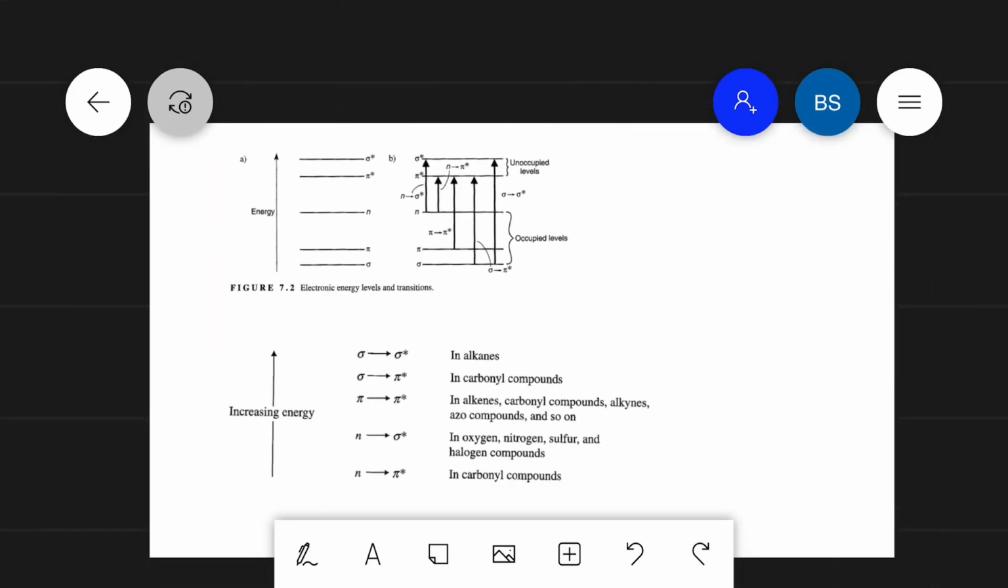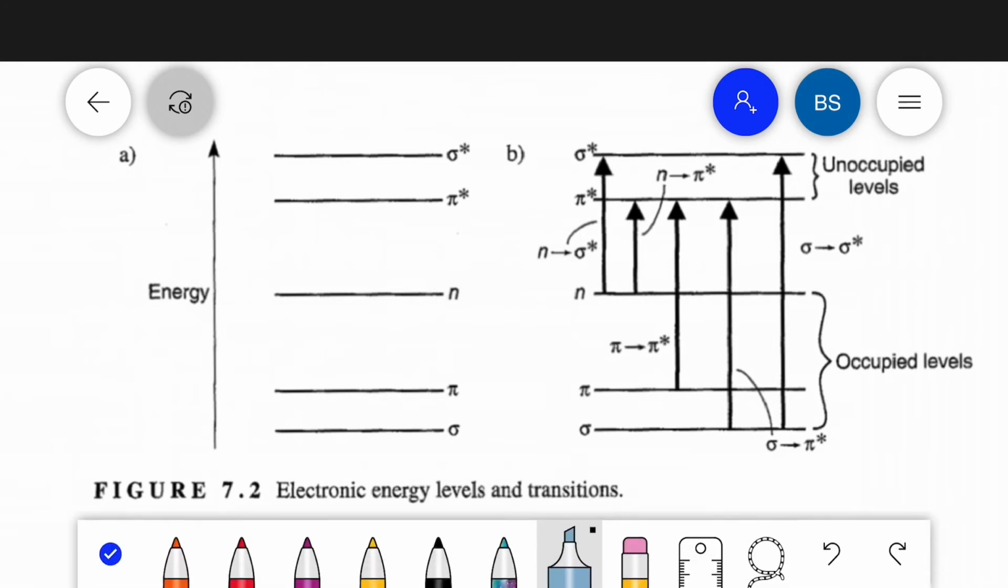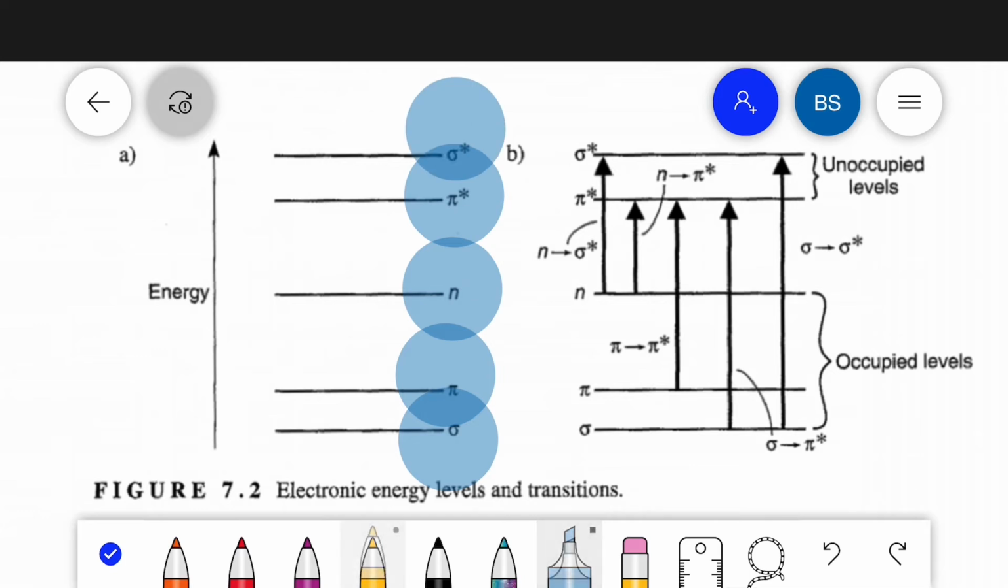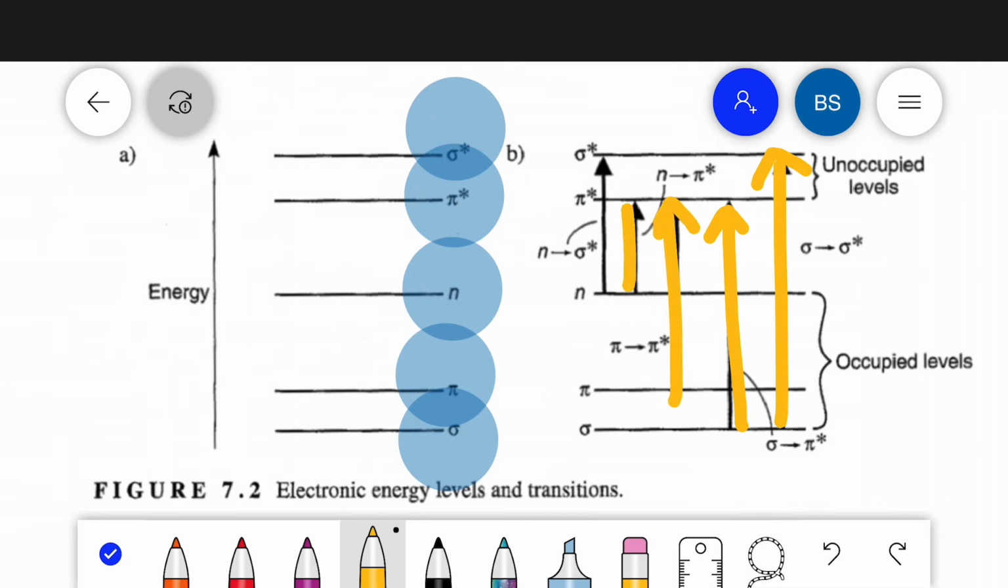There are various molecular orbitals found in a molecule, including sigma, pi, n, pi star, and sigma star. And the transitions can happen from sigma to pi star, sigma to sigma star, pi to pi star, n to pi star, and finally n to sigma star.